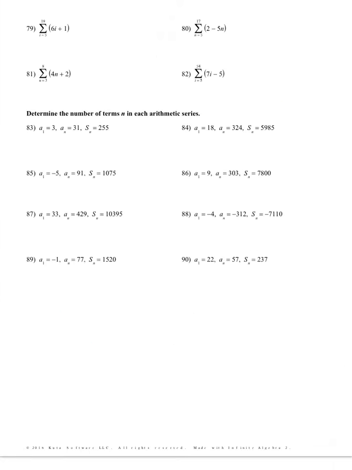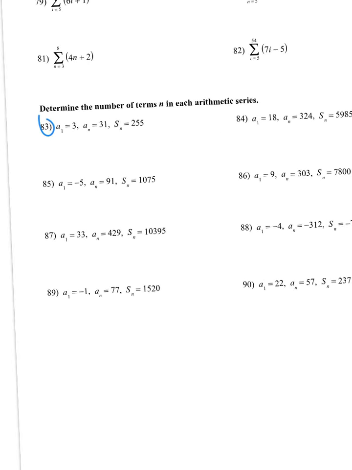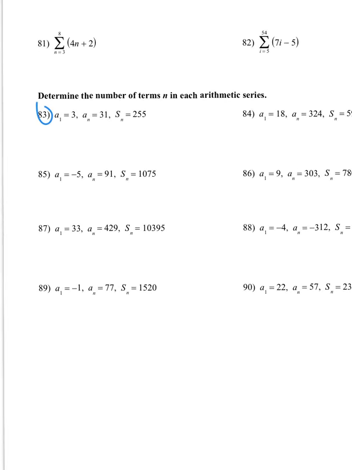The next problem we're going to look at is number 83 right here. And let's blow this up. Now we're going to determine the number of terms. We're going to kind of work backwards in a sum formula. And you are going to use the formula that we've been using, the shorter one of the two: n divided by 2 times a1 plus an. Notice they give me the sum here. I'm trying to determine the number of terms n. I'm going to solve for n.